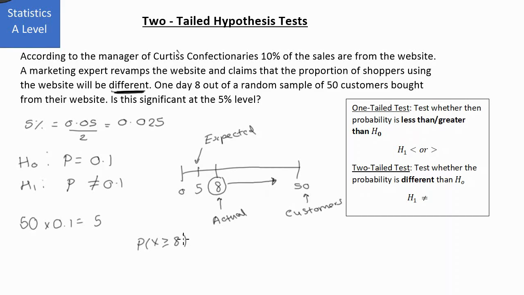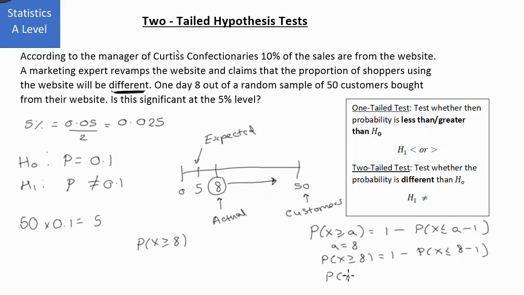Now you'll remember that your calculator can only work out less than or equal to's. So we need to change this using this formula. The probability of x is greater than or equal to a is equal to 1 minus the probability of x is less than or equal to a minus 1. Now in this case, a is equal to 8. So we're going to plug 8 into this formula. X is greater than or equal to a is equal to 1 minus the probability of x is less than or equal to 8 minus 1.